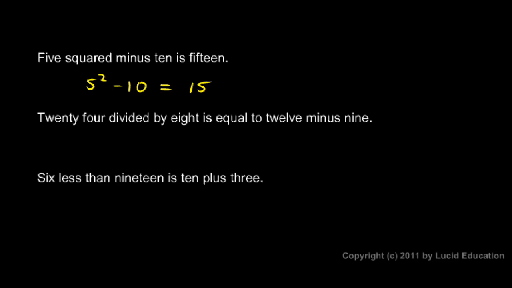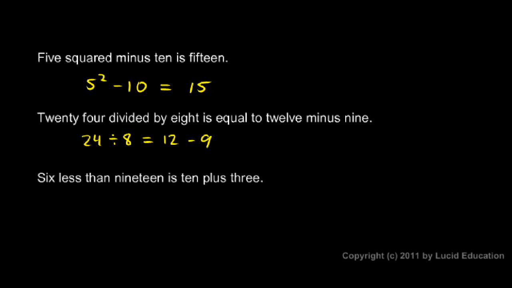All right, let's do the next one. 24 divided by 8 is equal to 12 minus 9. So we write 24 divided by 8 is equal to 12 minus 9. That should make sense. The meaning of this sentence is exactly the same as the meaning of this equation.